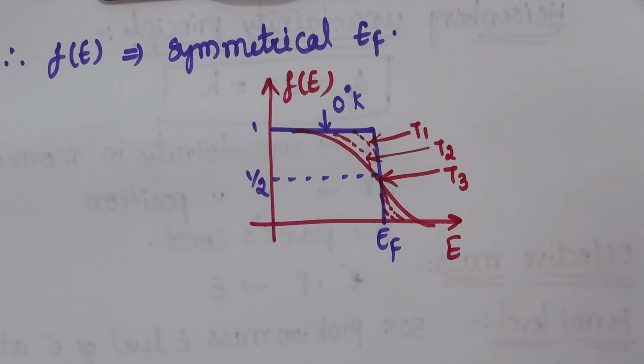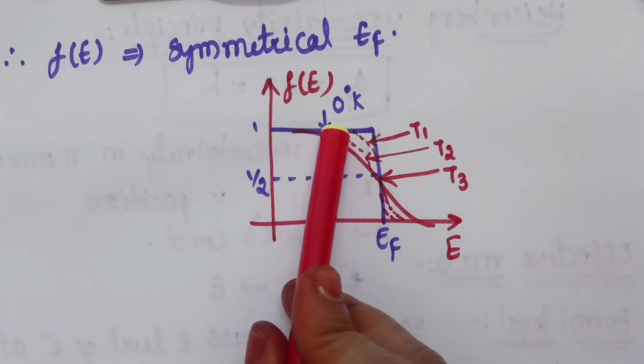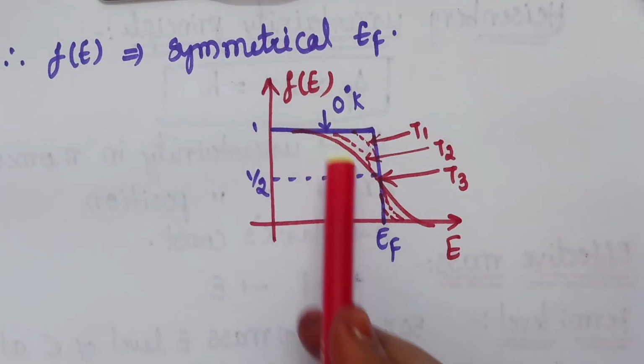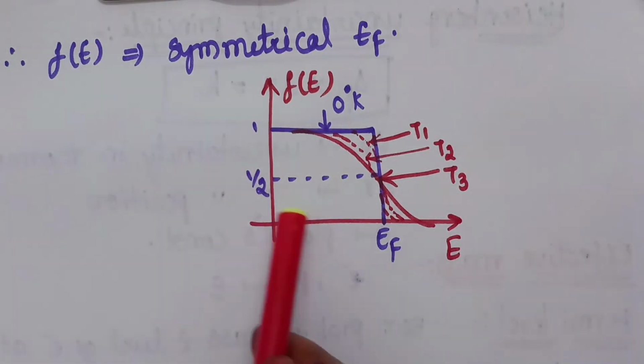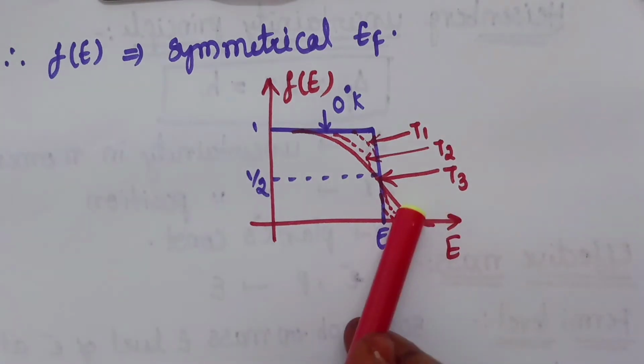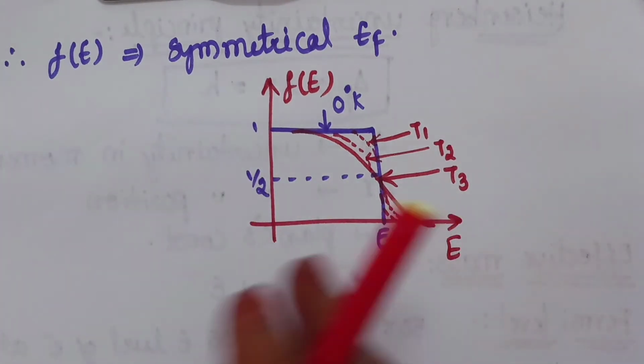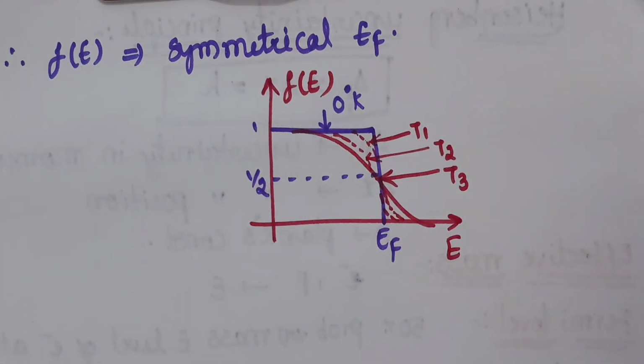That is, there is no probability of finding an electron having energy greater than EF at T equal to 0 degree Kelvin, since the Fermi level is the maximum energy possessed by the electrons at 0 degree Kelvin. f of E varies with temperature as shown in the figure, and it is different for different temperatures. Its behavior changes according to the temperature. So we can say this graph shows the variation of the Fermi function with respect to the temperature. This is as shown in the figure.